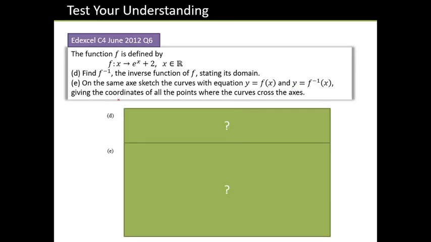Take a few seconds to have a go at this problem here, and then click play when you're ready. The function f is defined by f of x is equal to e to the power of x plus 2 for real values of x. Find the inverse function and state its domain. And then on the same axis, sketch the curves with equation y equals f of x and the inverse function of x, giving the coordinates of all the points where the curves cross the axes.